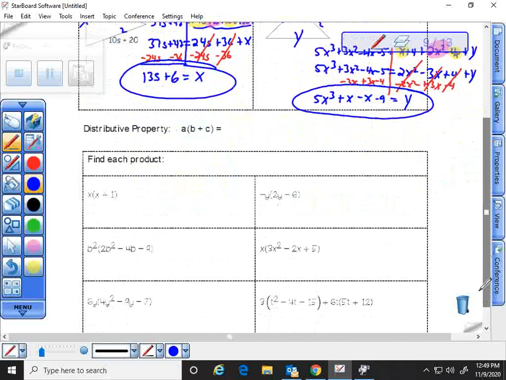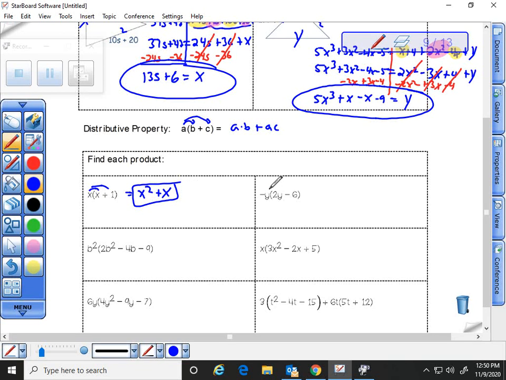Alright, we're going to look at the distributive property now. Distributive property, again, is you take whatever's in front of the parentheses and you multiply it throughout the parentheses. So a times b plus a times c. Of course, if there was a subtraction sign, that would affect it too. So with this very first one, distribute: it will be x times x, which is x squared, and x times 1, which is 1x.